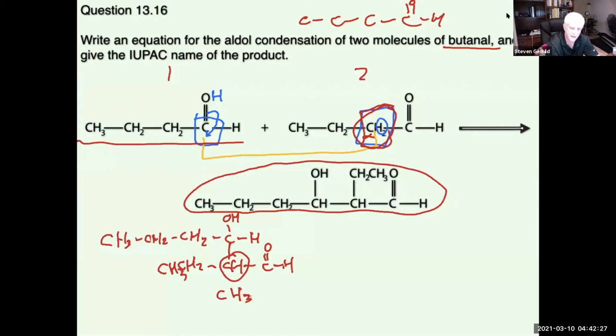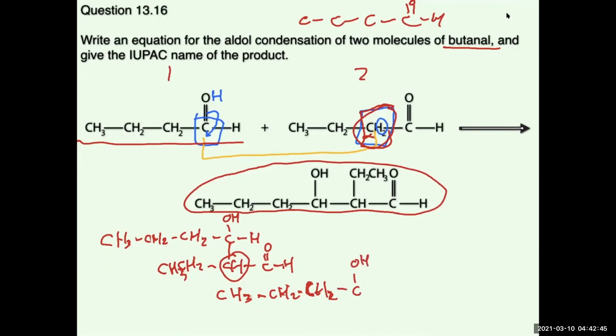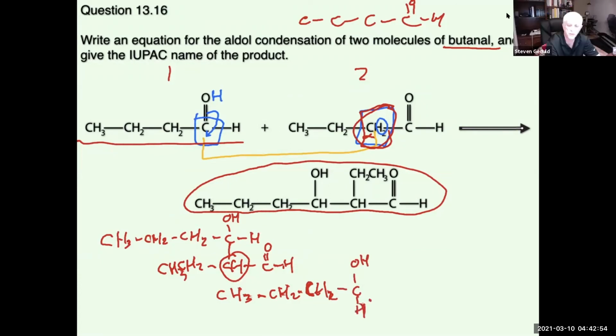Okay. And if we straighten this thing out, we have CH3, CH2, CH2, right? CH3, CH2, CH2. And then C, and there's an OH, and there's an H. Okay, that's the first line. That's this line right here.